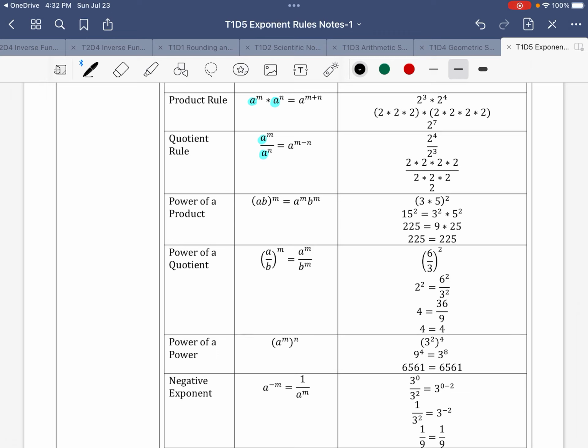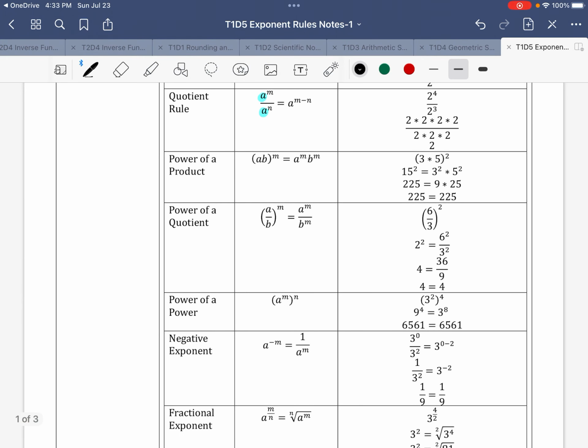And a way that we can figure out why that works is by taking 2 to the 3rd power and 2 to the 4th power. We know that 2 to the 3rd power is 2 times 2 times 2, 2 multiplied by itself 3 times. And 2 to the 4th power is 2 multiplied by itself 4 times. And what you'll see is we have 7 2's, right? 1, 2, 3, 4, 5, 6, 7. So 2 to the 3rd times 2 to the 4th equals 2 to the 7th. And we get 7 by doing 3 plus 4.